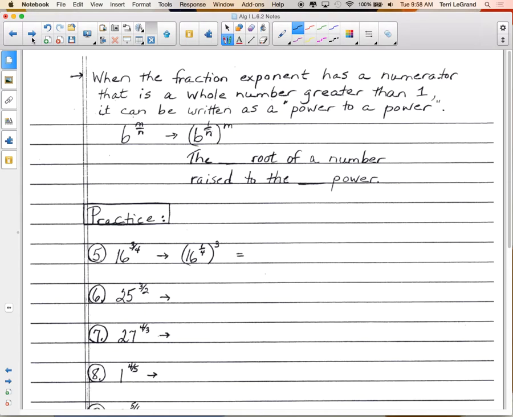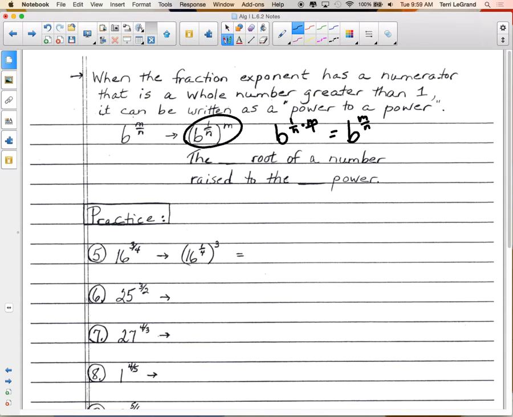So if I took b to the 1 over n, times m power, well, m is not a fraction, so I'll make it into m over 1. What's 1 times m upstairs? m. What's n times 1 downstairs? n. So this takes us right back to b to the m over n power, doesn't it? So when we rename it as a power to a power, now we can break it apart and say, what's this really asking me for?